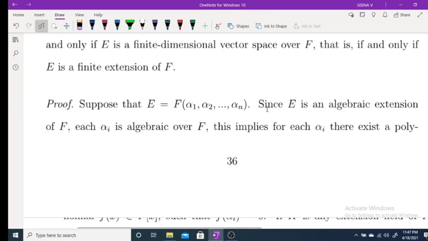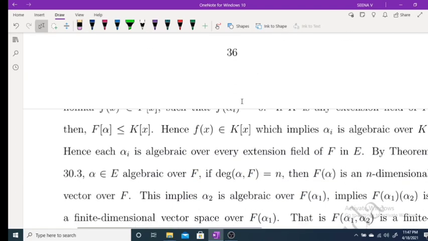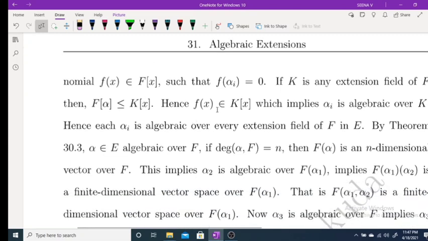Suppose E equals F(alpha 1, alpha 2, etc., alpha n). Since E is an algebraic extension of F, each alpha is algebraic over F. This implies for each alpha there exists a polynomial f(x) belongs to F[x] such that f(alpha) equals 0. Suppose K is any extension field of F, then clearly, because F(alpha) is the smallest field containing F and alpha, this is a subfield of K(x).